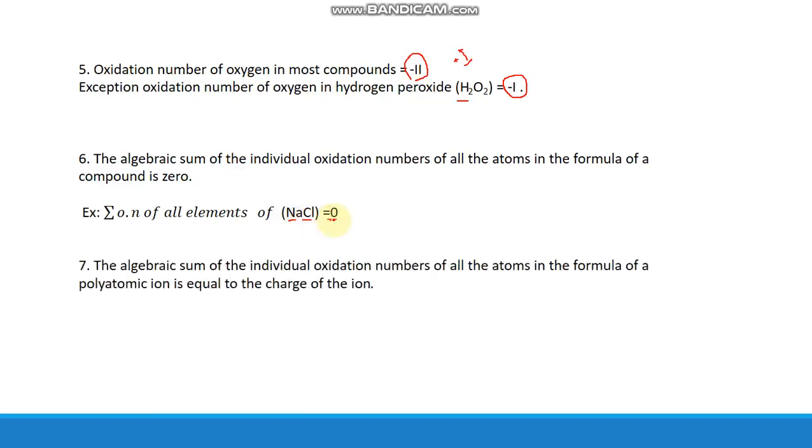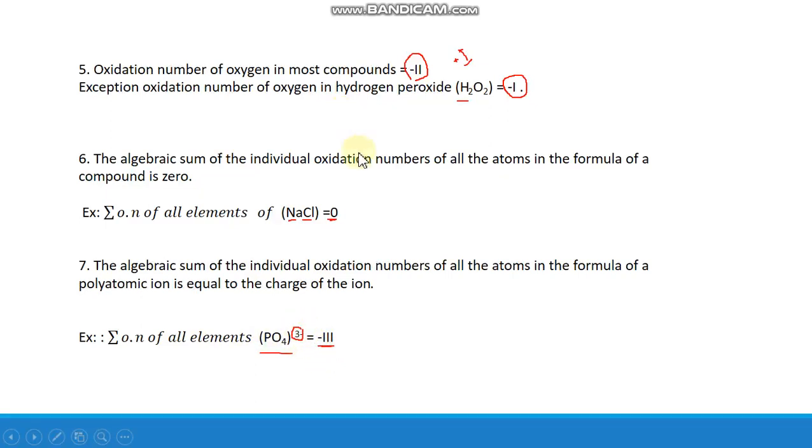The seventh rule says that the algebraic sum of the individual oxidation numbers of all atoms in the formula of a polyatomic ion is equal to the charge of the ion. Polyatomic ion means it's made up of more than one atom, and ion because it has a charge. So for example, the oxidation number of PO4 3- is equal to -3, equal to its charge, since this is a polyatomic ion.